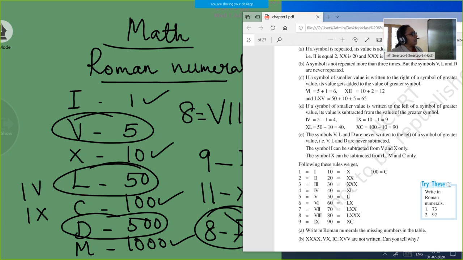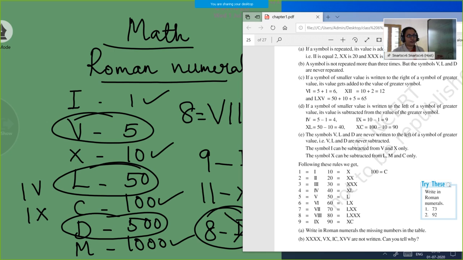Next, the fourth point is: if a symbol of smaller value is written to the left side of a symbol, the value written on the left side gets subtracted from the actual number. Suppose it is IX, the meaning is I is subtracted from X. That means the answer is 9.